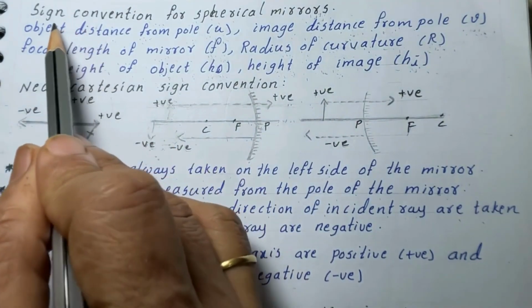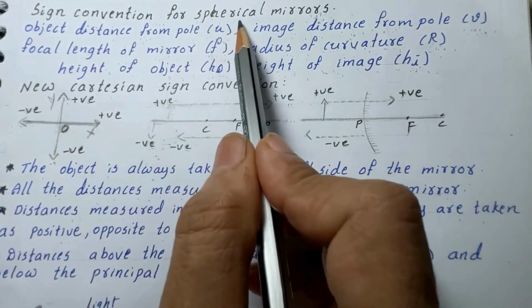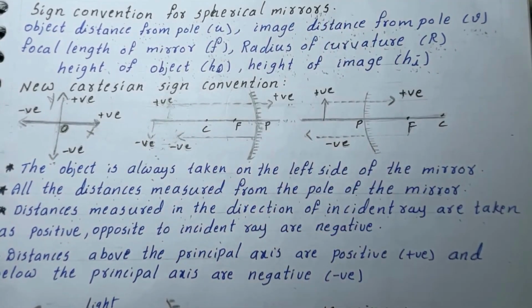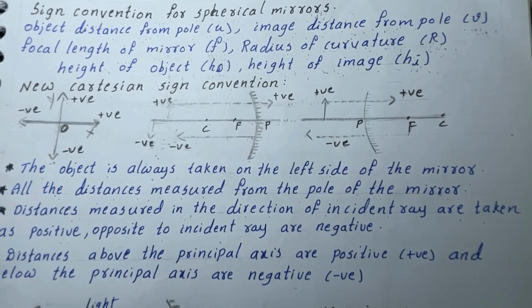Welcome to Topic Wise. Today's topic is sign convention for spherical mirrors. Spherical mirrors form different types of images like real image, virtual image, erect image, and inverted image.